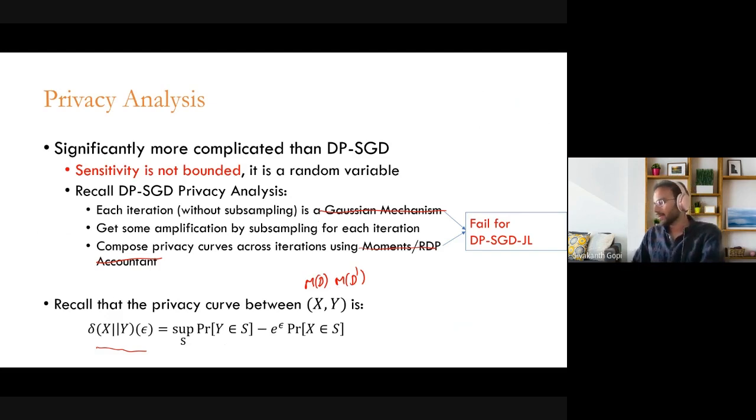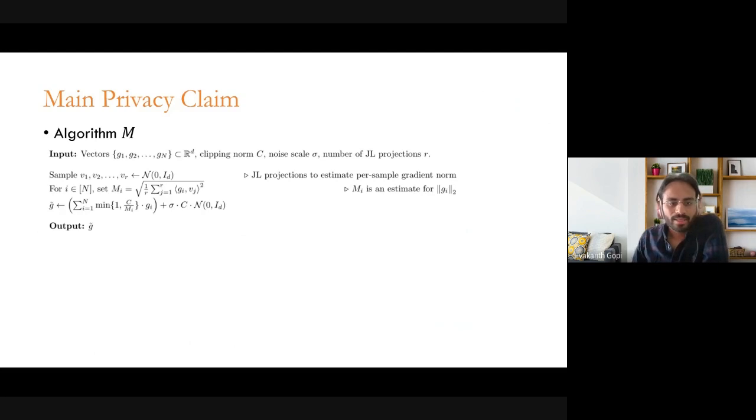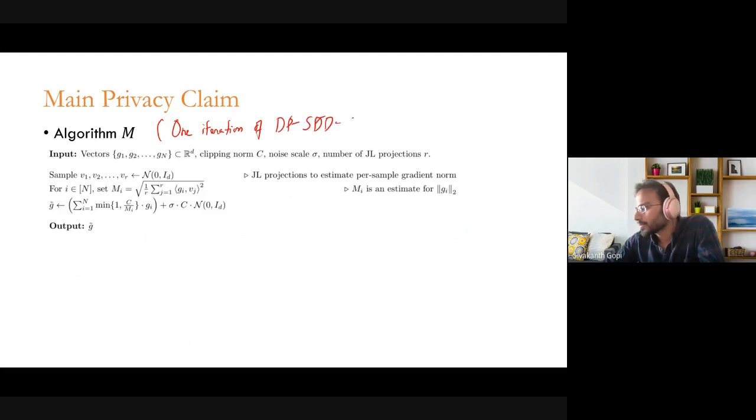Okay. So the main privacy claim that we want to prove is for this subroutine. Let's call this algorithm M, which is like one iteration of DP-SGD-JL. So imagine we have some vectors G1 to Gn. Think of n as more like the batch size, not the whole thing. We are given some vectors in R^d, some clipping norms, some noise scale, and the number of JL projections R.